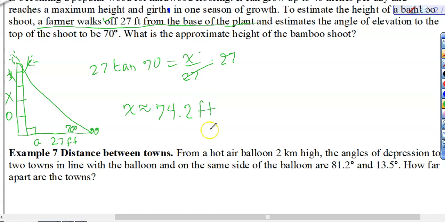So it's interesting that it's just a bamboo shoot, and it's already over 7 stories tall. I wonder how tall they get. I'm interested. I'll Google it later. Okay, so there you go. A little simple problem with angle of elevation.